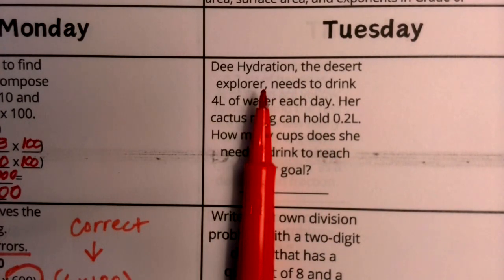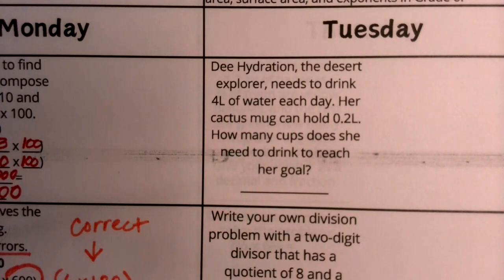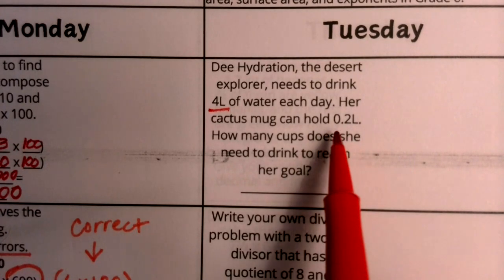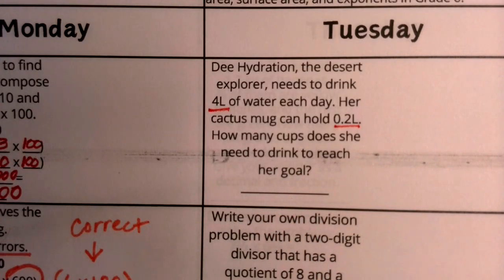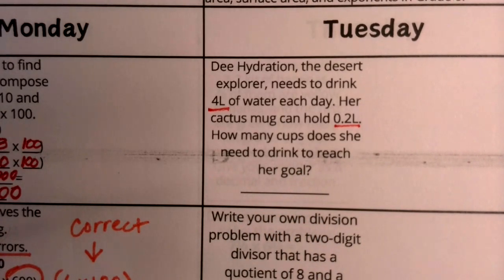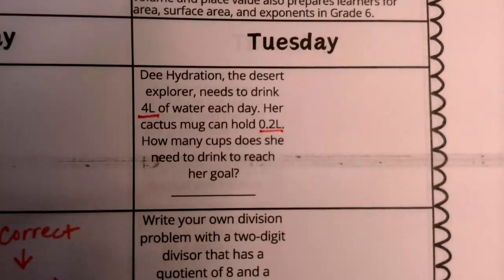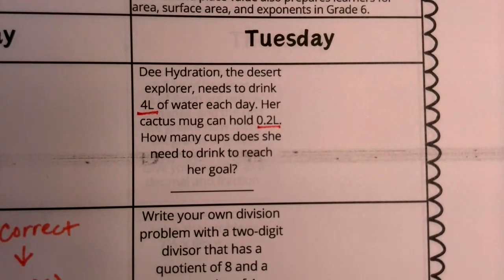The desert explorer needs to drink 4 liters of water each day. Her cactus mug can hold 2/10 of a liter. How many cups does she need to drink to reach her goal of 4 liters? That is what we're looking at in this question.